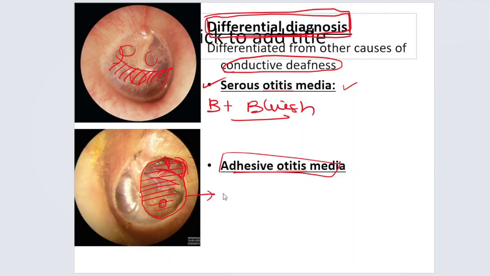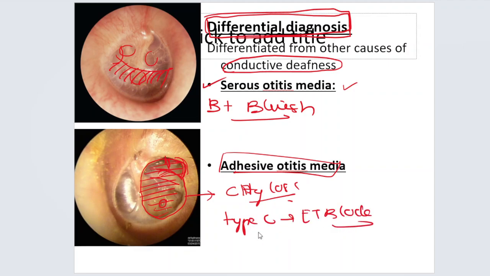This is a case of adhesive otitis media, though this also causes conductive hearing loss only. Sometimes you can see a type C tympanogram because of eustachian tube block. This happens in eustachian tube block, so you can see a type C tympanogram. That is also how you can differentiate it from otosclerosis.